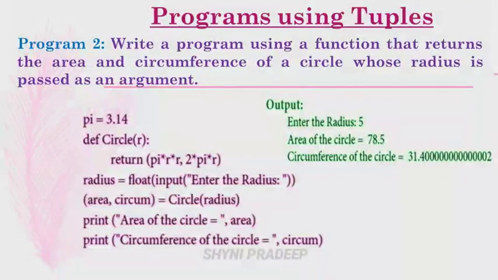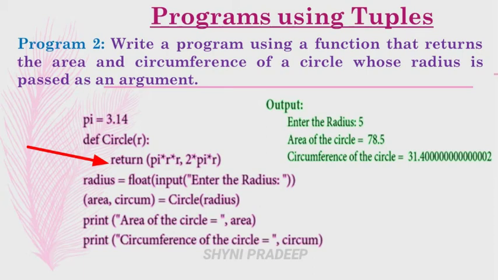See the next program. Write a program using a function that returns the area and circumference of a circle whose radius is passed as an argument. See this program, pi is equal to 3.14. This is the default value of pi. And the next function is defined, circle. Within the function, one parameter is given, that is r. Okay, r means what? Radius. And you have to return the value pi into r into r.